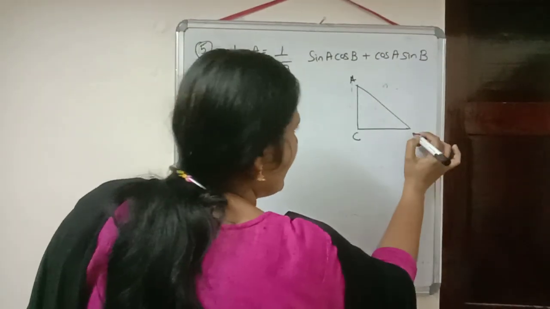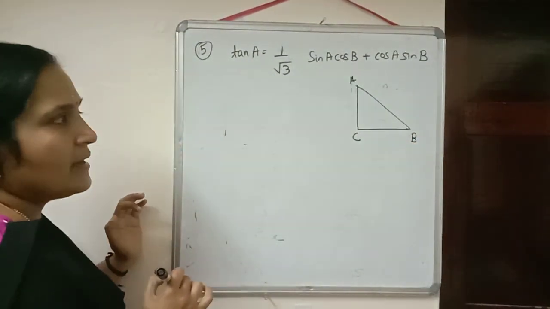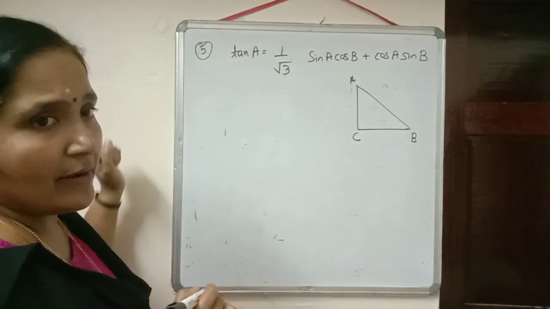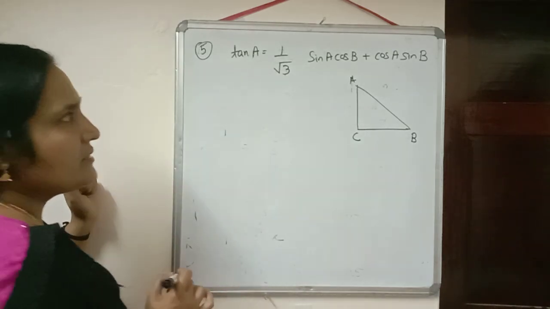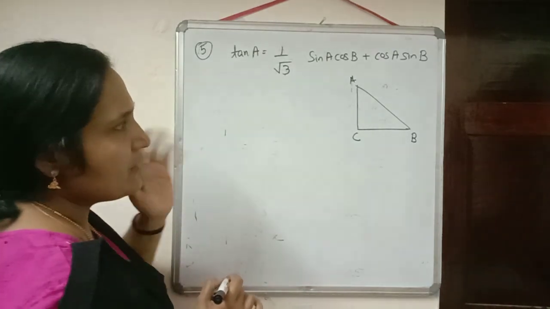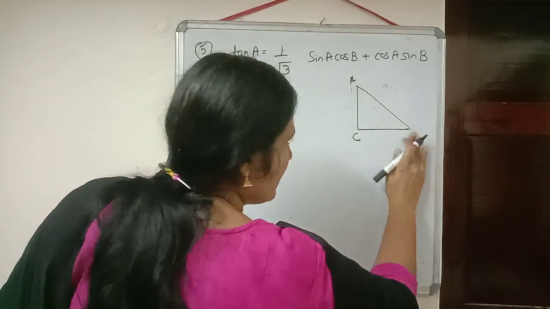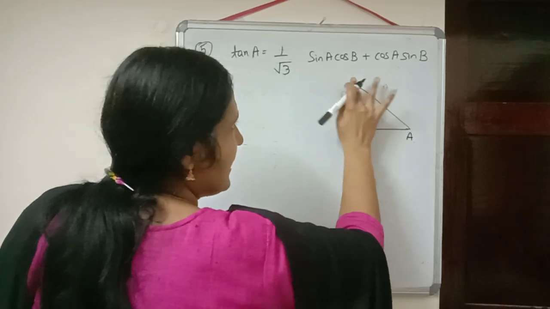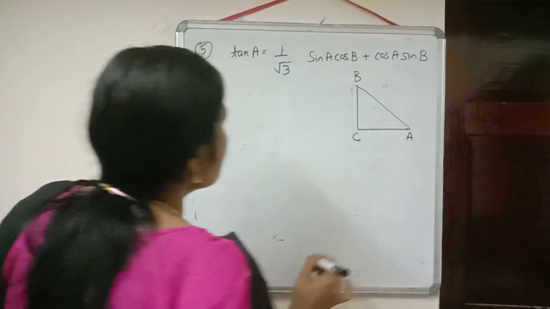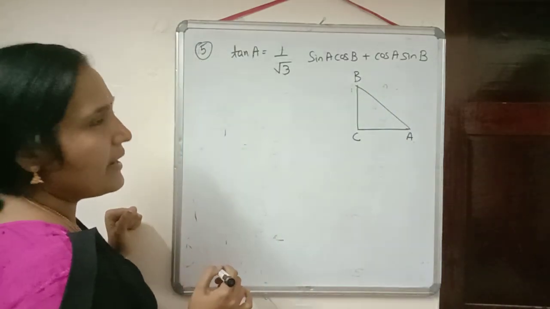So triangle ABC. Tan A is given 1 by root 3. I think it will be better to write A here, because normally we are using the formula in this way only. So here I am writing A and here I am writing B. So tan A is equal to 1 by root 3.